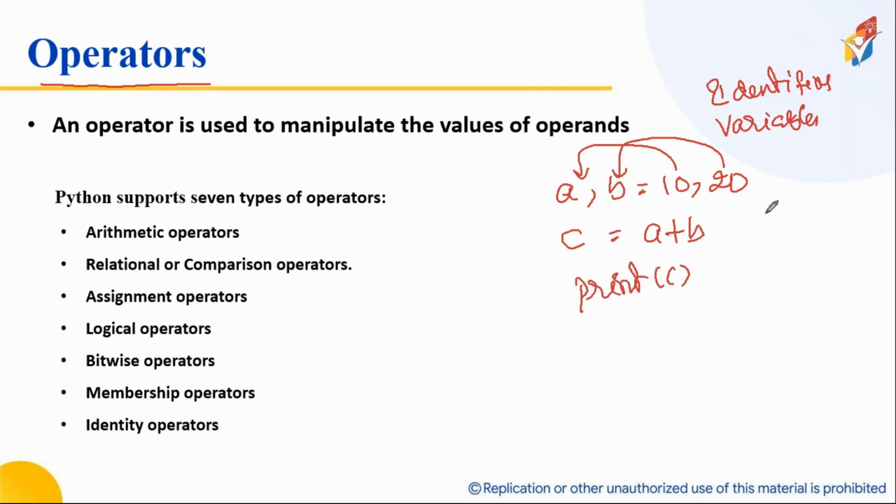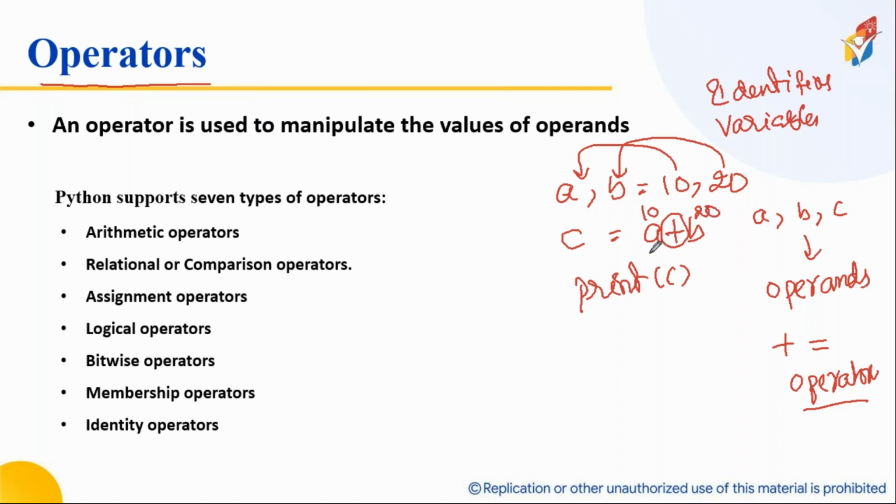Now, here I'm using variables called a, b, c. These are called operands. Technically, these are called operands. What are the operators I'm using? Plus and equal to are called operators. Clear? What are the operators doing? Operators are manipulating the value of a with 10, b with 20, and the new value 30 will be stored here. Because I'm using the equal to operator, whatever value I have on the right side, the result will be stored on the left side. So an operator is used to manipulate the values of operands.